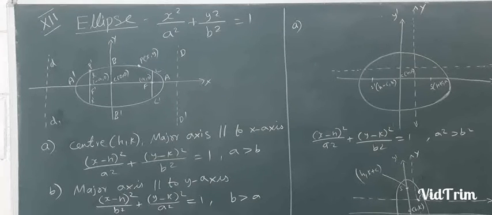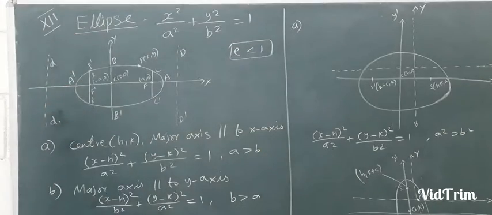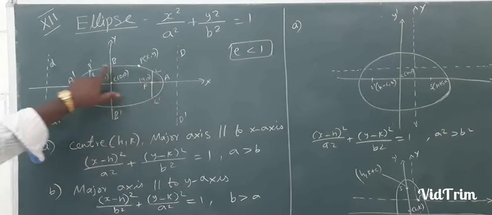Ellipse. We know that an ellipse is the locus of a point which moves such that its distance from a fixed point, called the focus, bears a constant ratio, that is the eccentricity e less than unity, to its distance from its directrix. From the last video, I explained that eccentricity e less than 1 creates an ellipse.